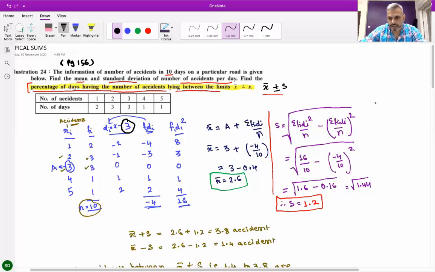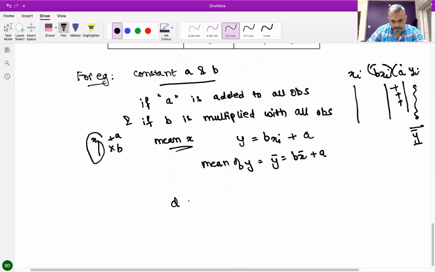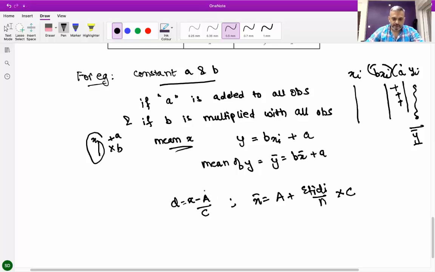And when we go for d is equal to xi minus a upon c, what do we do in the formula? We write the formula a plus sigma fi di upon n into c. Now what are we doing? Here we subtracted a, so there we add a. We divided by c, so there we multiply by c. If we do not do that, the mean we get will not be correct, because we have changed the observation by subtracting something and dividing it by some number.